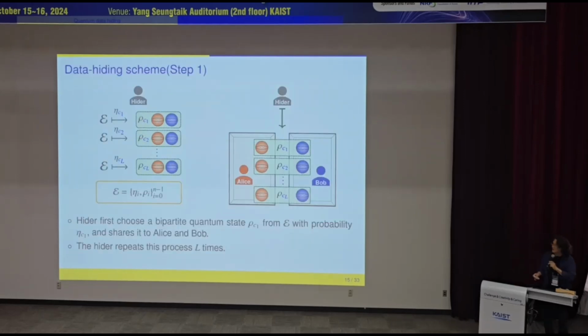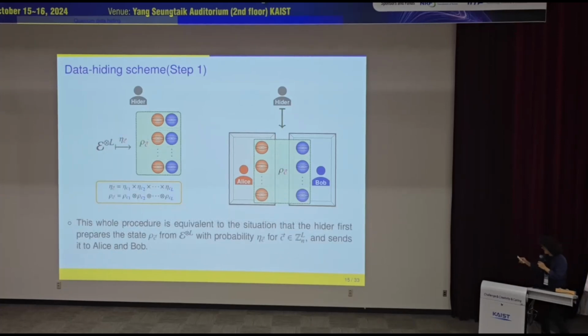So the detailed scheme will be like this. First, the hider prepares state rho C from this epsilon, and he just repeats this, say roughly L times, okay? So that the state of the system will be like this. Equivalently, we can also say that the hider first prepares a state from this ensemble, then sends this to Alice and Bob.